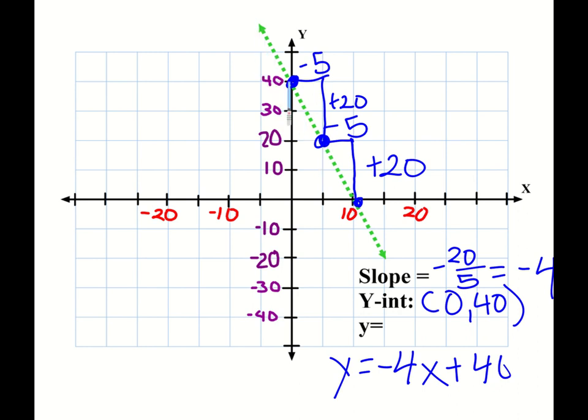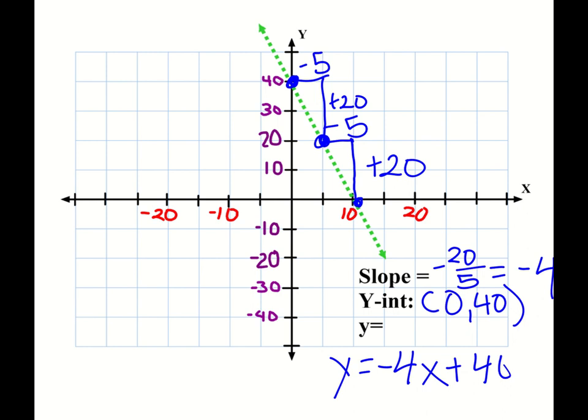My line is a negative slope, so I know my slope is a negative. So that's where I get 20 over 5, a negative 20 over 5. Simplify that to get negative 4. So that's where my equation y equals negative 4x plus 40 is coming from.